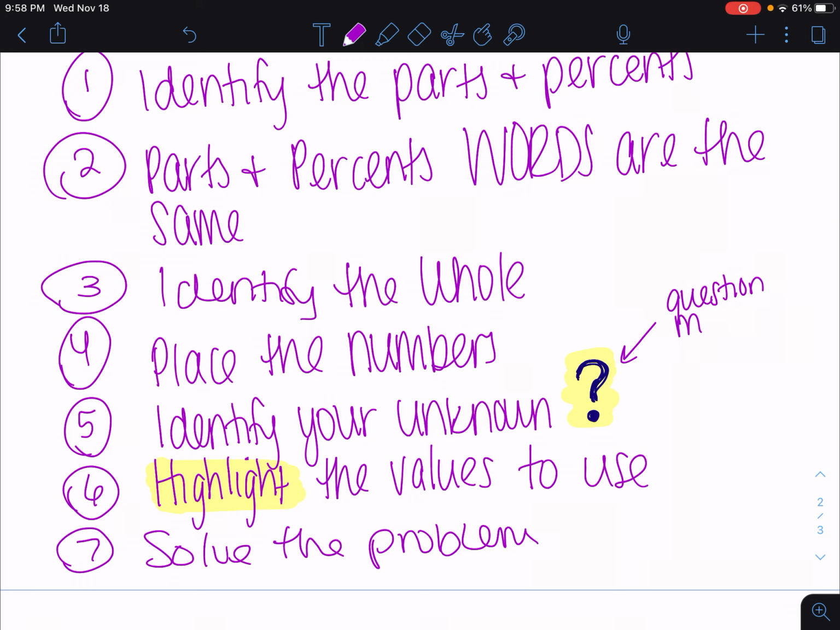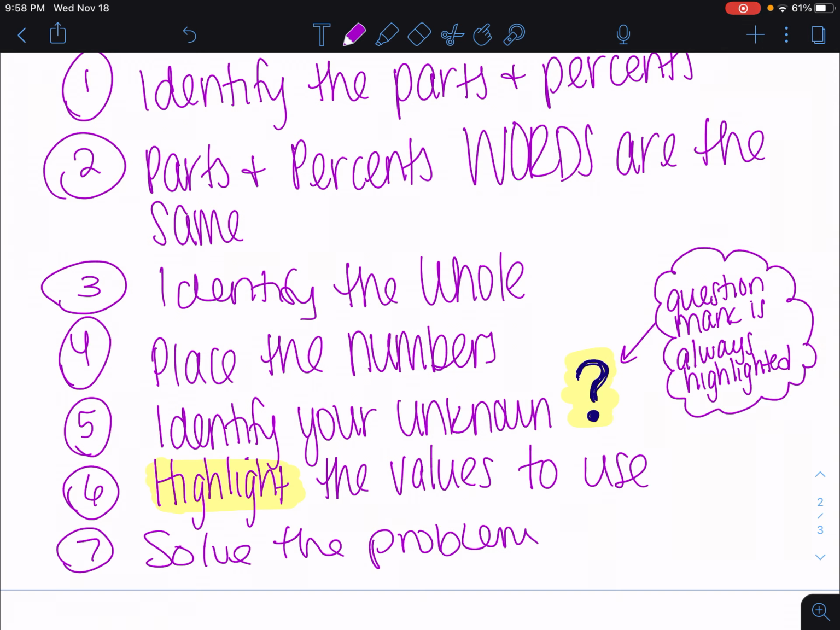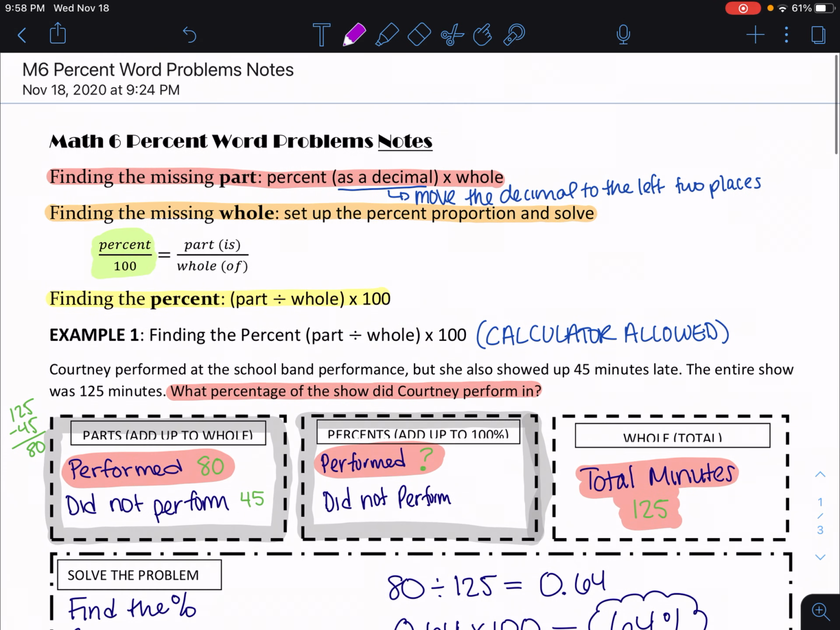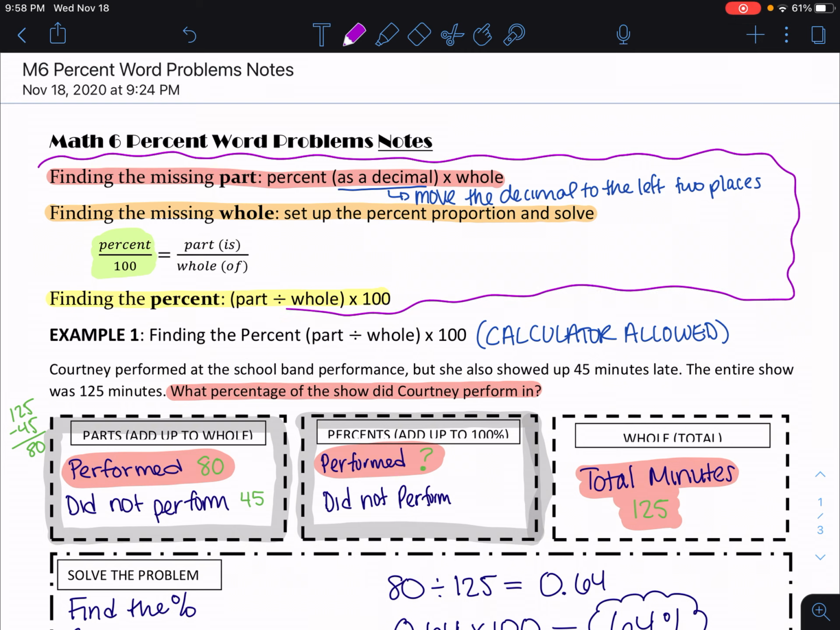Okay, so the question mark is always highlighted, because that's what you're trying to find. Okay. Then you're going to solve the problem. The question mark is going to tell you which way you're going to solve, if you're finding the part, the percent, or the whole. Okay, so pay attention to where that question mark is, and then go back up to the top of these notes and use this information up here.